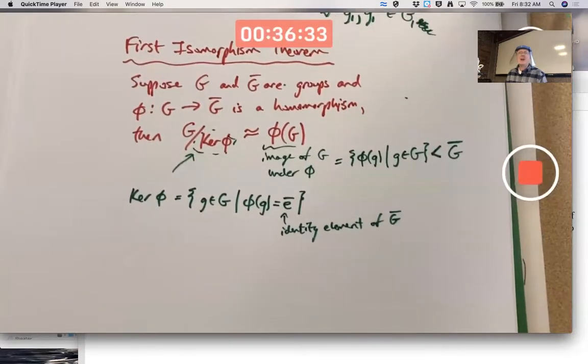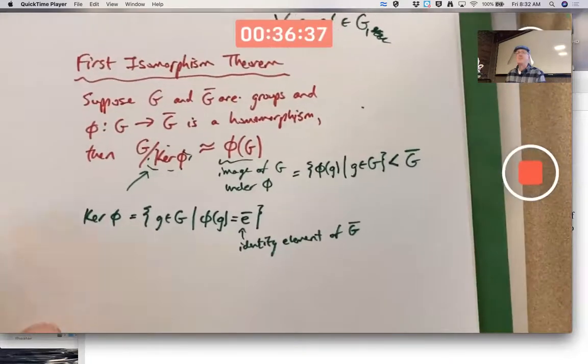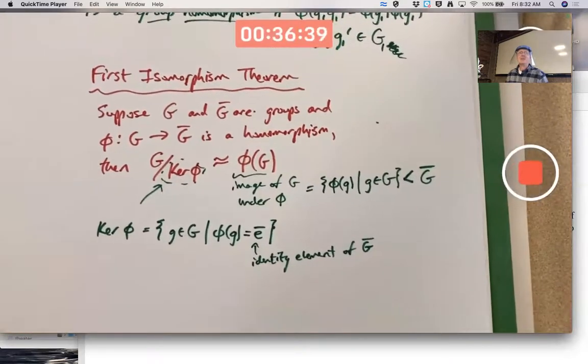I'd like to talk about the idea of the proof of this. Here's this big important theorem. Haven't talked about any applications of it yet. I'd like to talk about the proof right away. I'm not going to do a full polished proof, just talk about the idea of it.